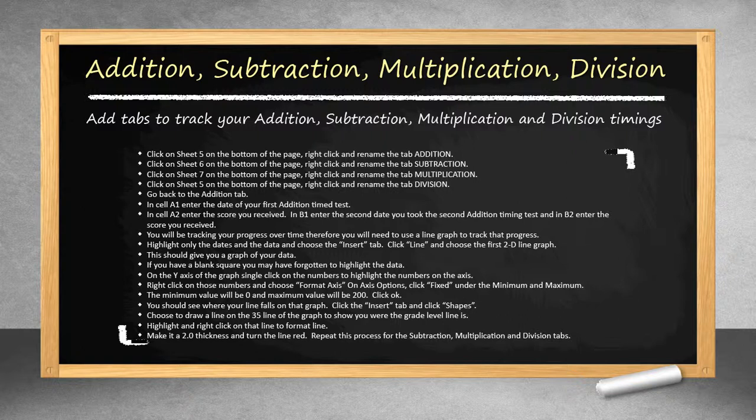Click the Insert tab and click Shapes. Choose to draw a line on the 35 mark of the graph to show where the grade level line is. Highlight and right-click to format that line, make it a 2.0 thickness, and turn it red. Repeat the process for subtraction, multiplication, and division tabs.